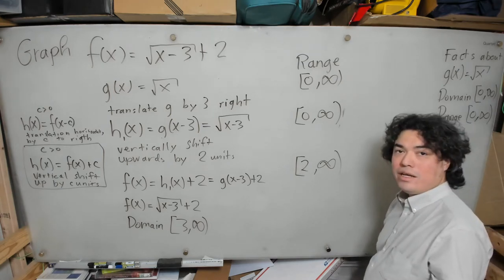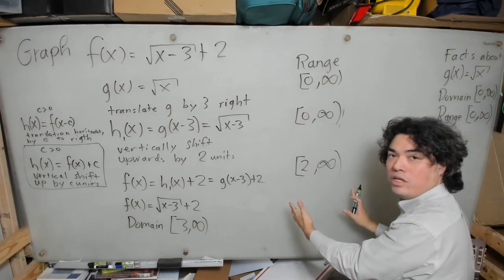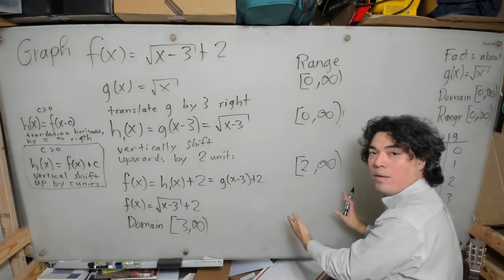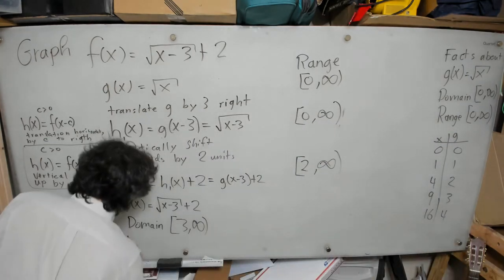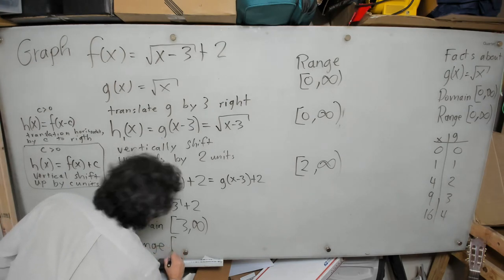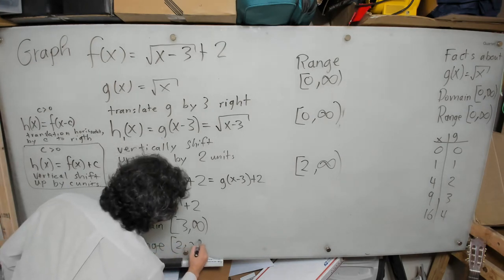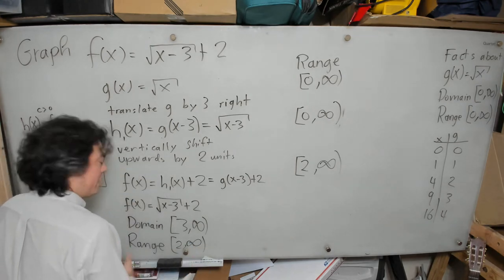What I want you to see there is that by looking at how the transformation affects the domain and range, we're able to get the range with some insight. Okay? So now I know that my range is 2 to infinity. You see that? I hope you see that.